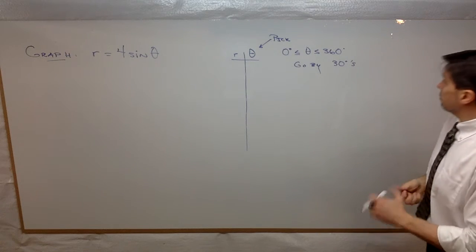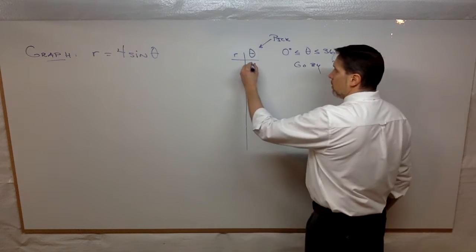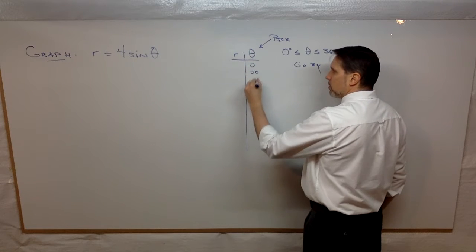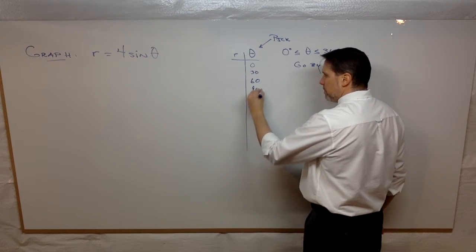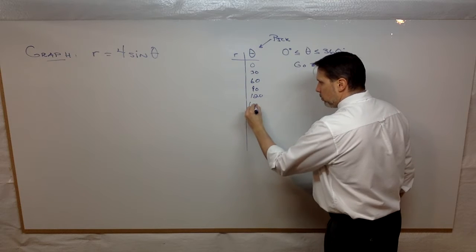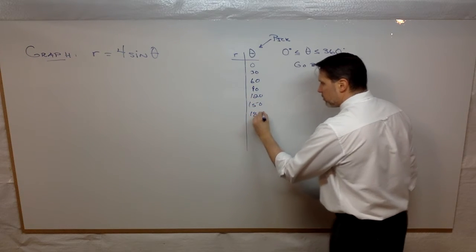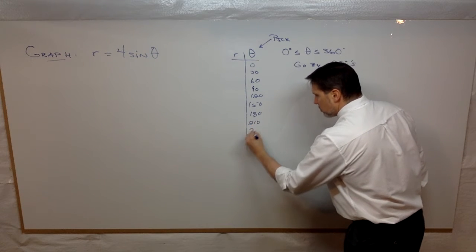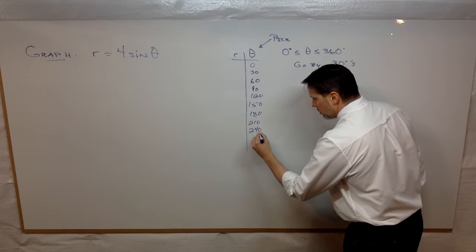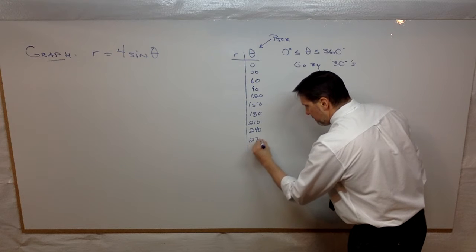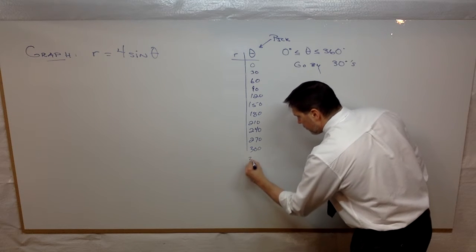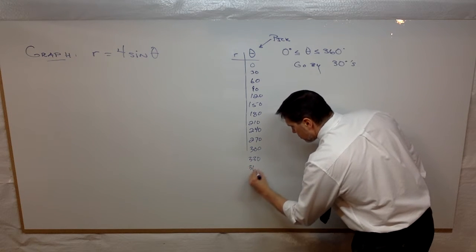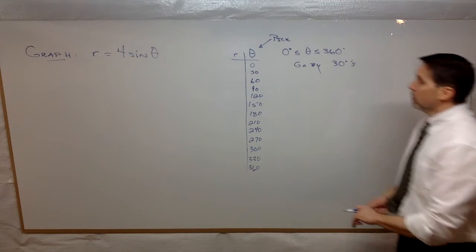All right, so 0 to 360. In theory, I would say, okay, let's start with 0 and count by 30s. 30, 60, 90, 120, 150, 180. All I'm doing is counting by 30s here. Then 210, 240, 270, 300, 330, and right back where we started from.